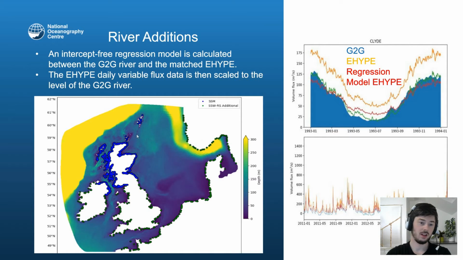Then we also add the rest of the eHype data set in the Northwest European Shelf. Here the blue is the high resolution G2G points from the original Scottish Shelf model, and these are carried over to the SSW-RS as well. Then we have additional river nodes in green that are added in outside of Scotland and Northern Ireland. So all the river nodes have interannual variability now.